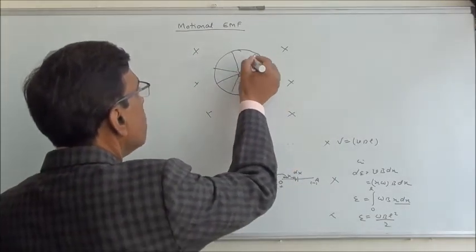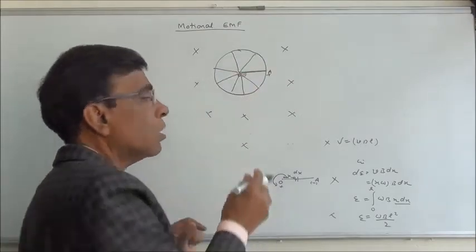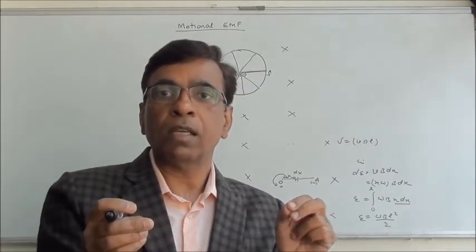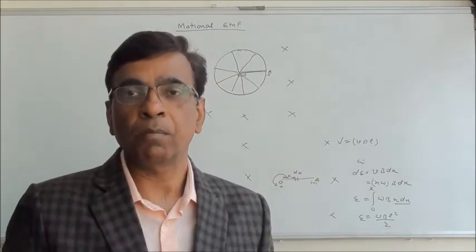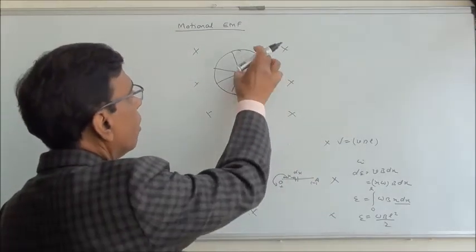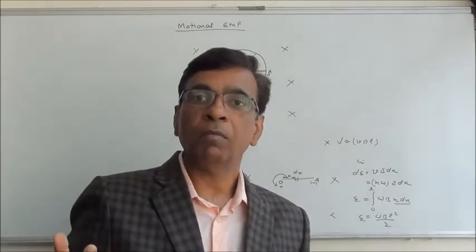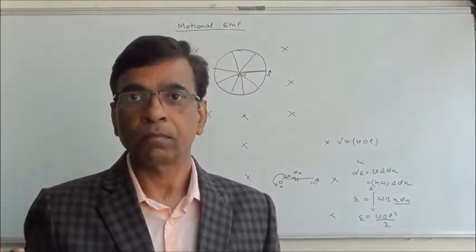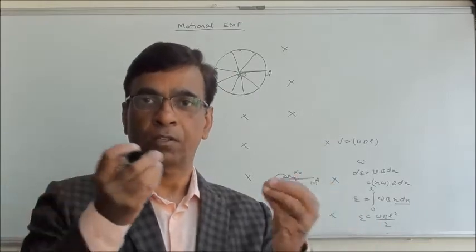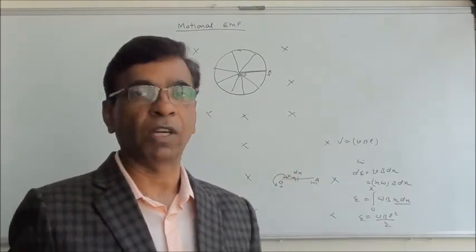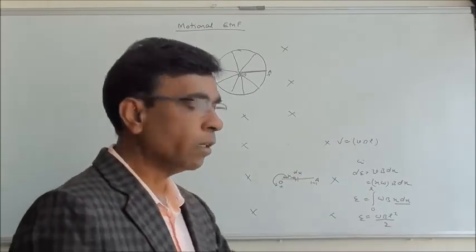So these rods are acting just like cells connected in parallel. All negatives are connected together, all positives connected together. So the net EMF will not be added. It will still be the same, whether there is 1 spoke, 2 spokes, 3, 4, 5, whatever. So this is the net EMF.